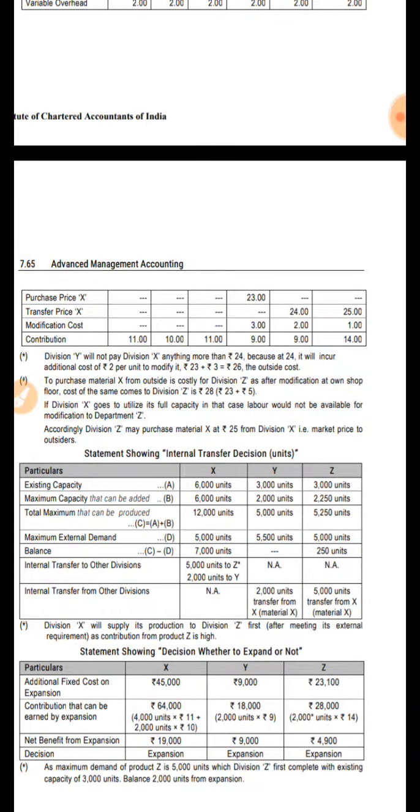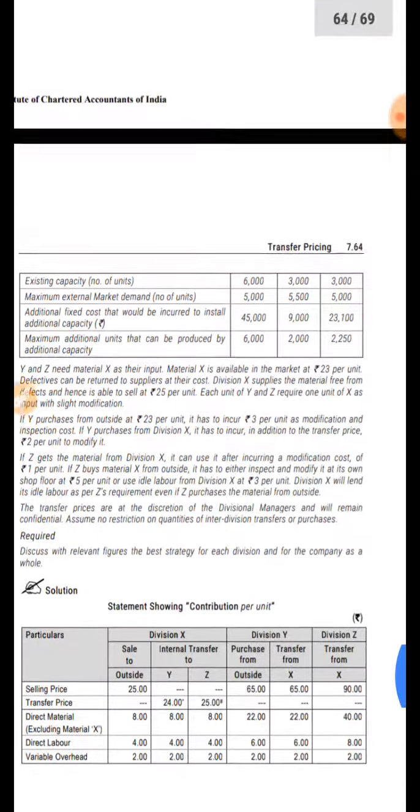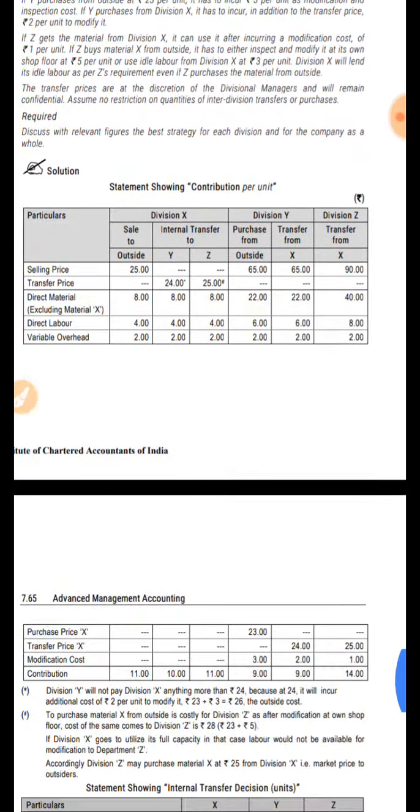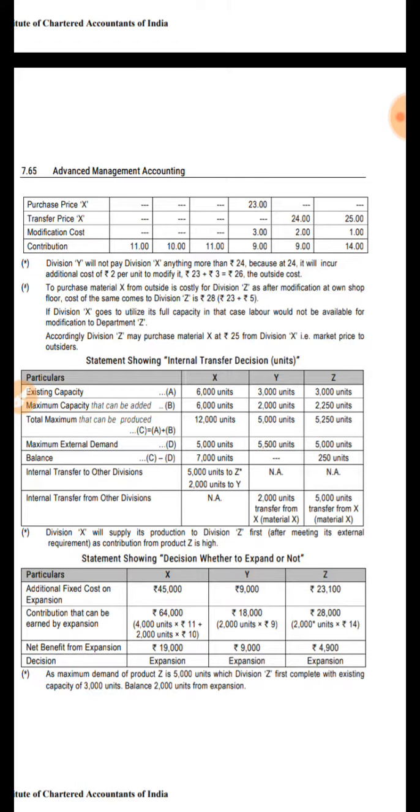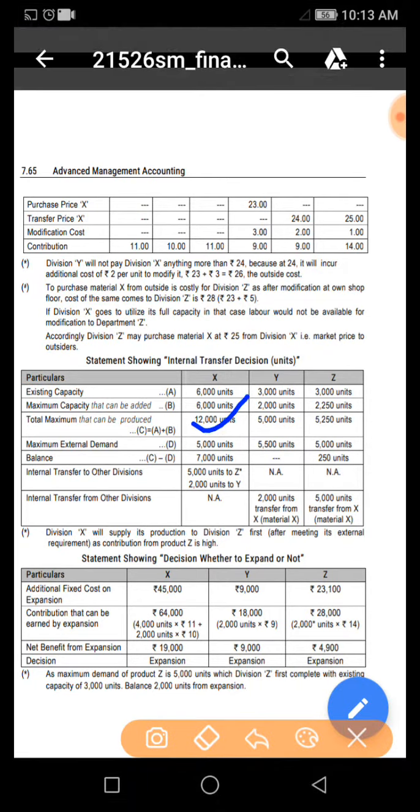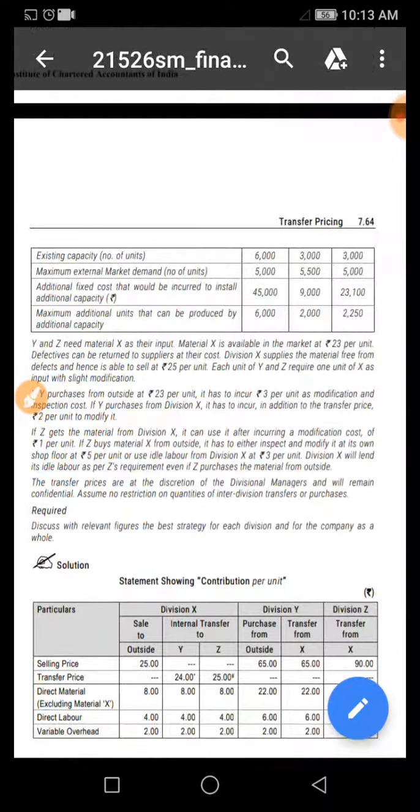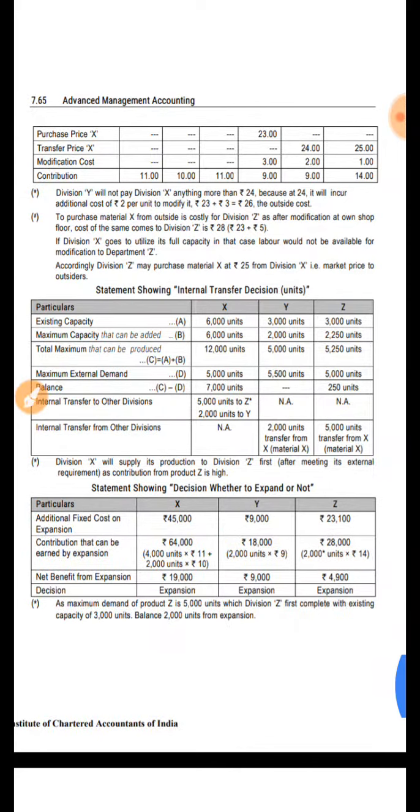Then the maximum capacity that can be added: 6,000, 2,000, 2,250. So the total maximum that can be produced is 12,000, 5,000 and 5,250. Then external demand is there: 5,000, 5,500 and 5,000. So the balance is 7,000 units for X, and for Y no balance is there. In Z the balance is 250 units.